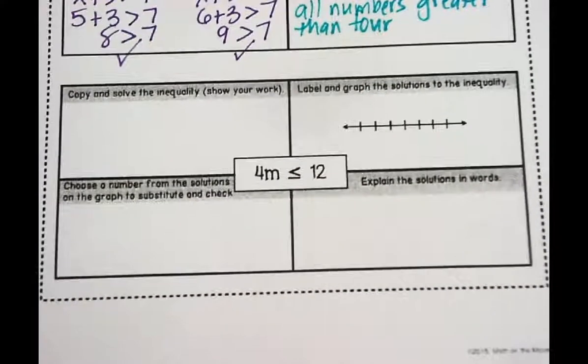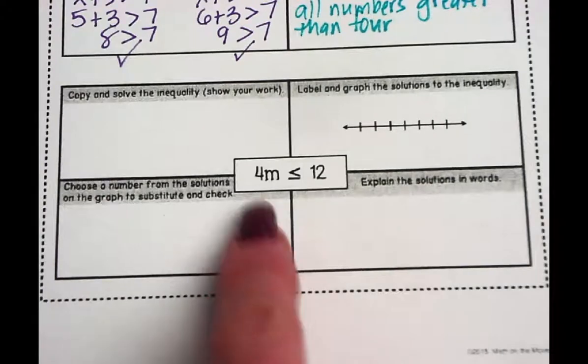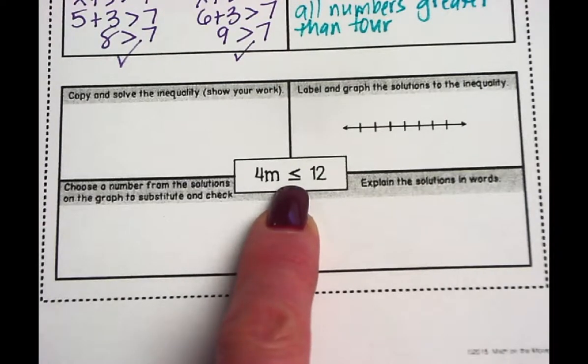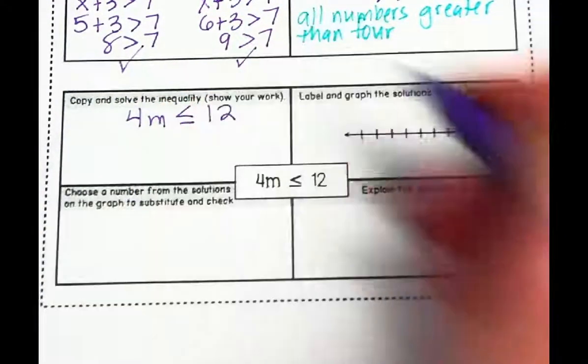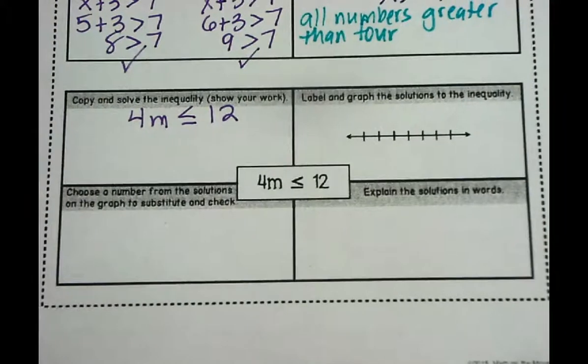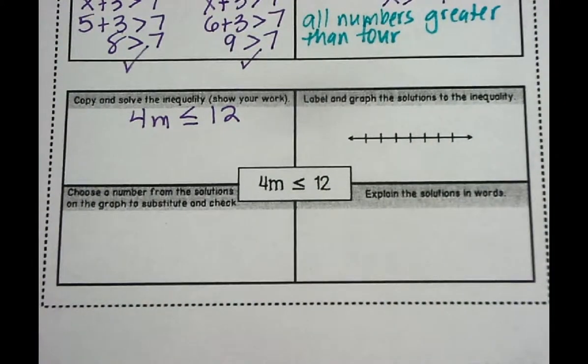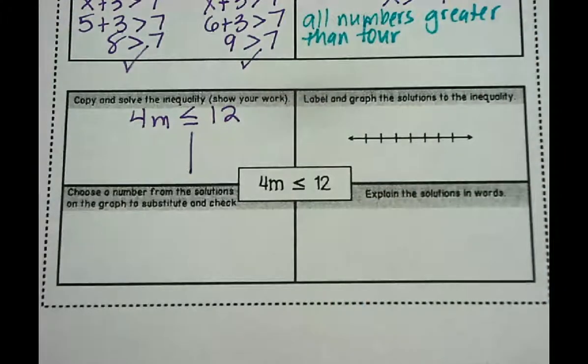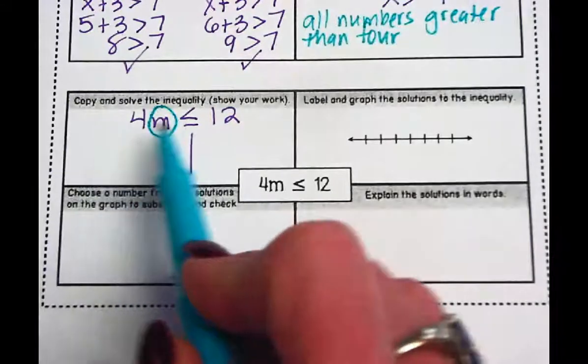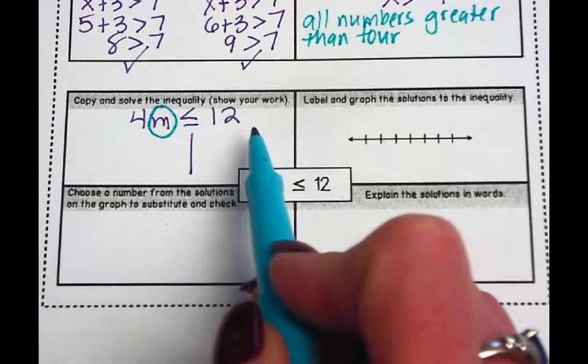And we have a little bit different. We have 4m is less than or equal to 12. So we're going to copy down our inequality up here. 4m less than or equal to 12. And again, I'm going to put my line down the middle. I'm going to circle my variable. What's my variable? M is my variable. And 4 times m, right? The product of 4 and a number is less than or equal to 12.